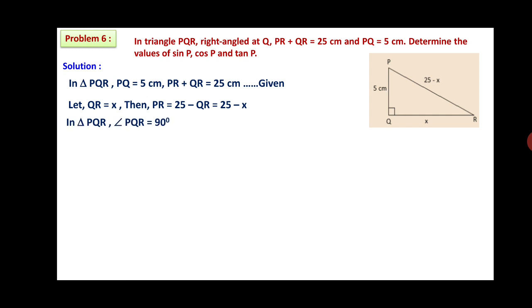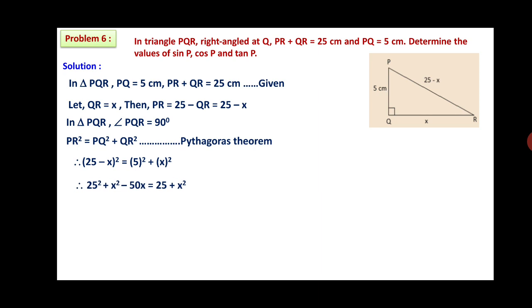In triangle PQR, angle Q is 90. Therefore, PR square is equal to PQ square plus QR square. 25 minus X bracket square is equal to 5 square plus X square. Therefore, 25 square plus X square minus 50X. A minus B bracket square is equal to A square minus 2AB plus B square, that formula we are using here. 5 square is 25 plus X square is X square. Therefore, 625 minus 50X is equal to 25. X square gets cancelled from both sides.